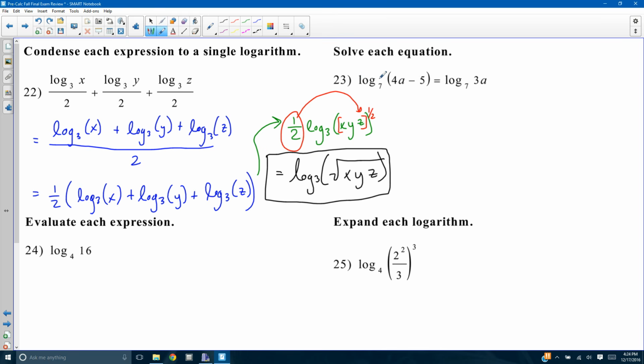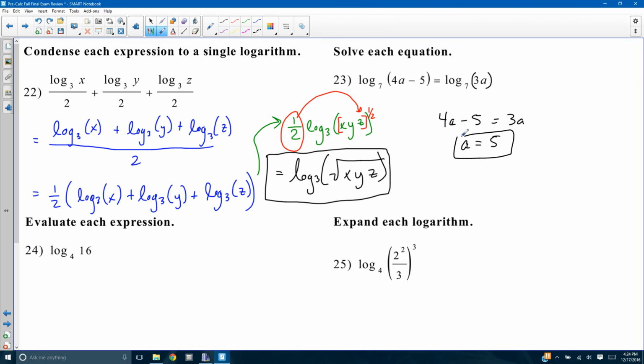Number 23, log base 7 of 4a minus 5 equals log base 7 of 3a. If both these logs have the same base and these guys are equal to each other, then the inside values have to be equal to each other. So 4a minus 5 equals 3a. This has to be true in this case. Subtract 3a, add 5, right? A equals 5. That was easy enough.